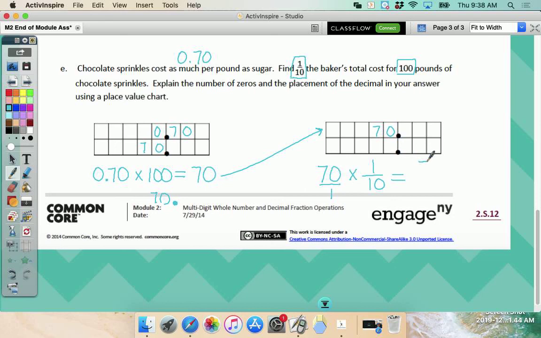70 times 1 equals 70. 1 times 10 equals 10. 70 divided by 10 equals. Now, you're not done. You've got to put 7 on the place value chart. Can you do that? Okay. Now there's more. Total cost. So, how many dollars do you think this is? Or cents? $7. So my answer here is going to be $7. That's it. That is your test for tomorrow. I thought we had to add the sugar and the butter. No, you don't.